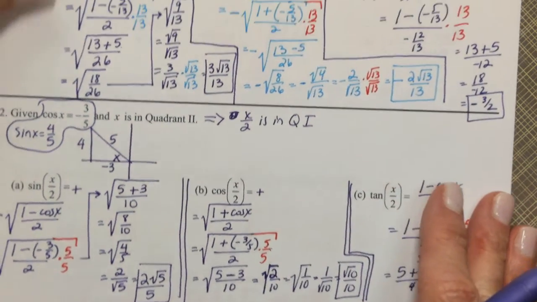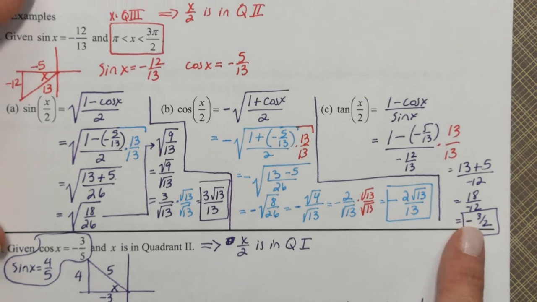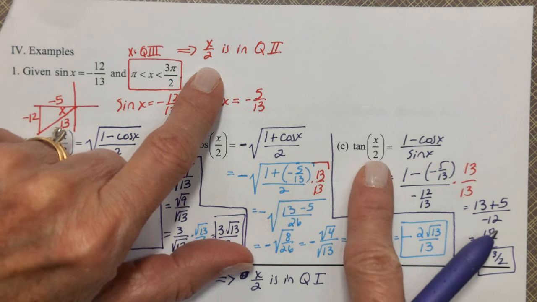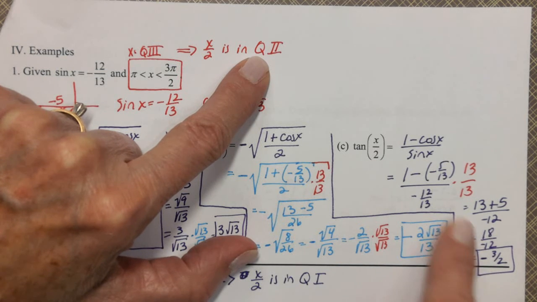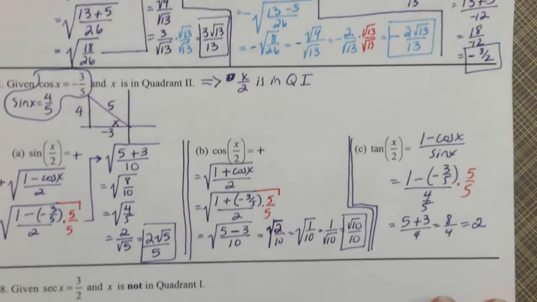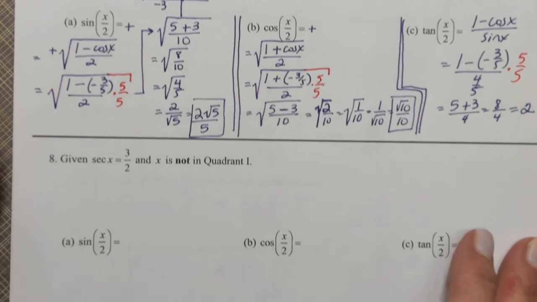Up here in example 1, we found that tangent was negative. Does that make sense? It does make sense. X over 2 is in quadrant 2. Tangent should be negative, and it does. But it does it naturally. We don't have to force it like we do with sine and cosine.